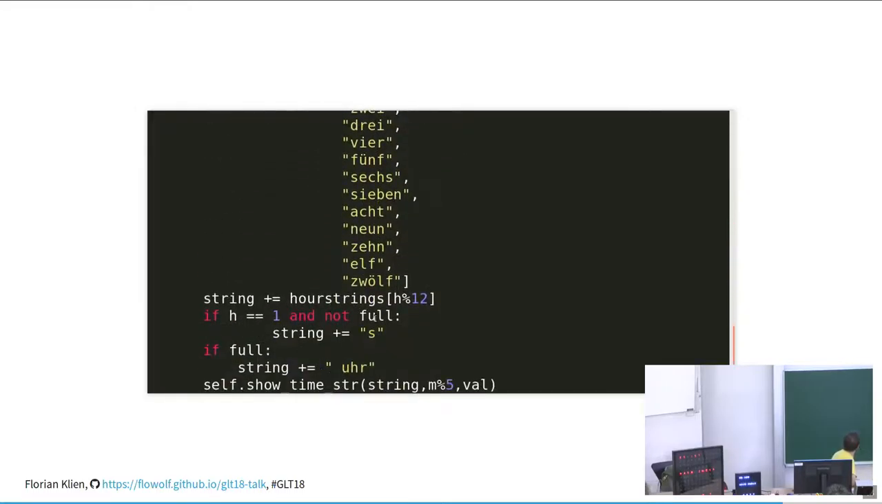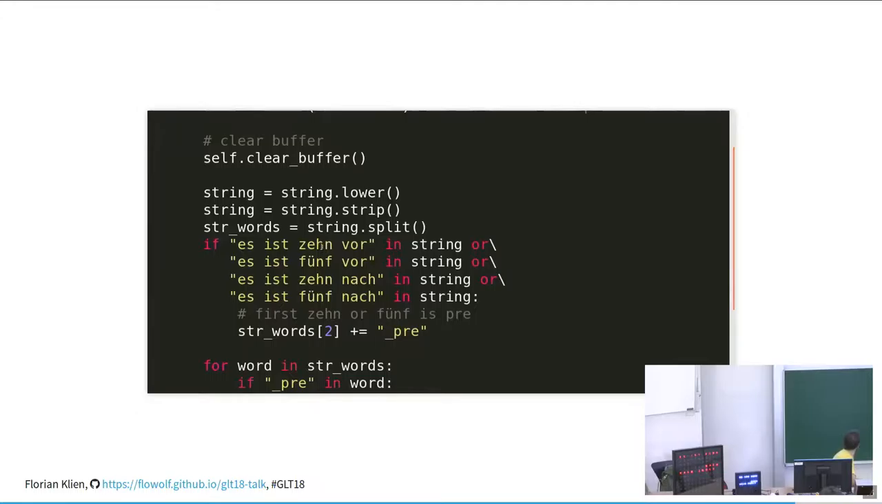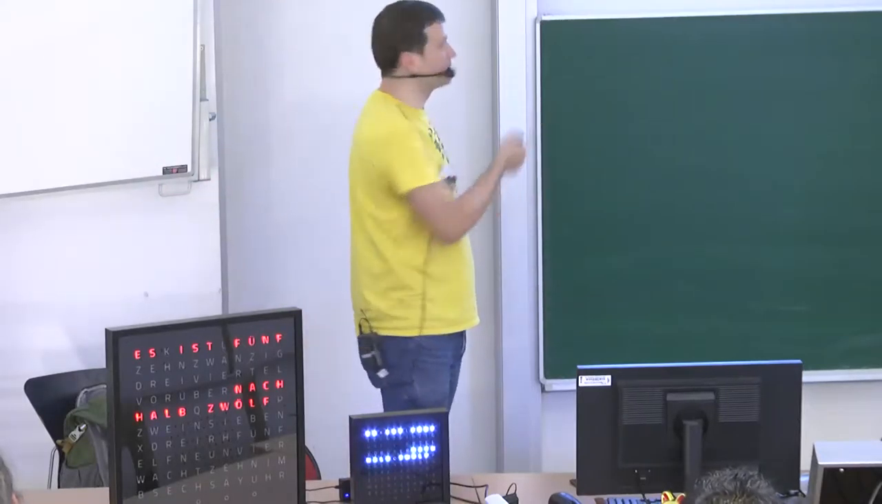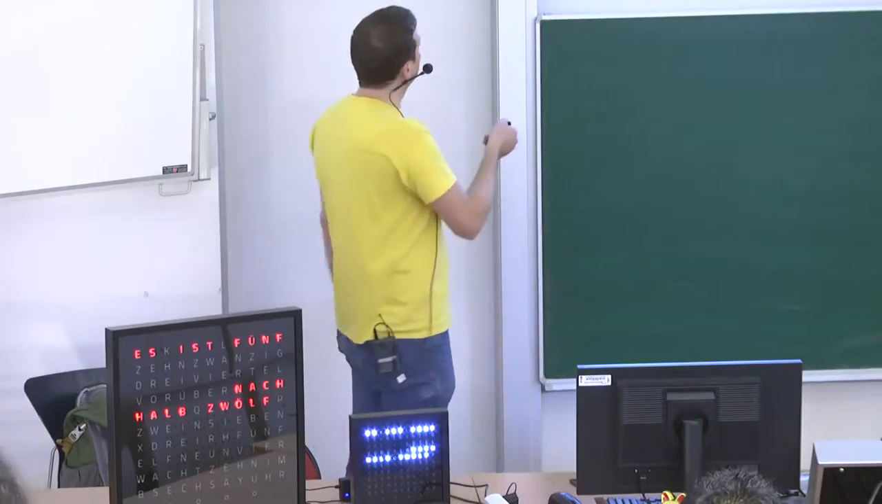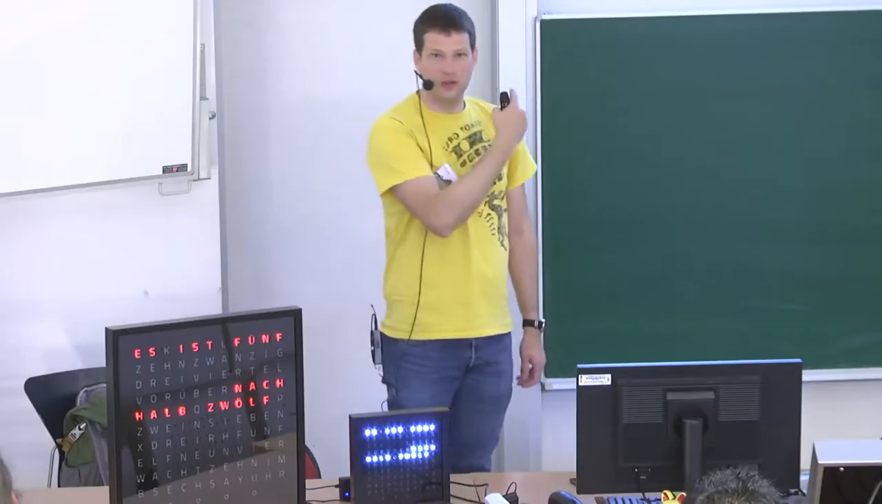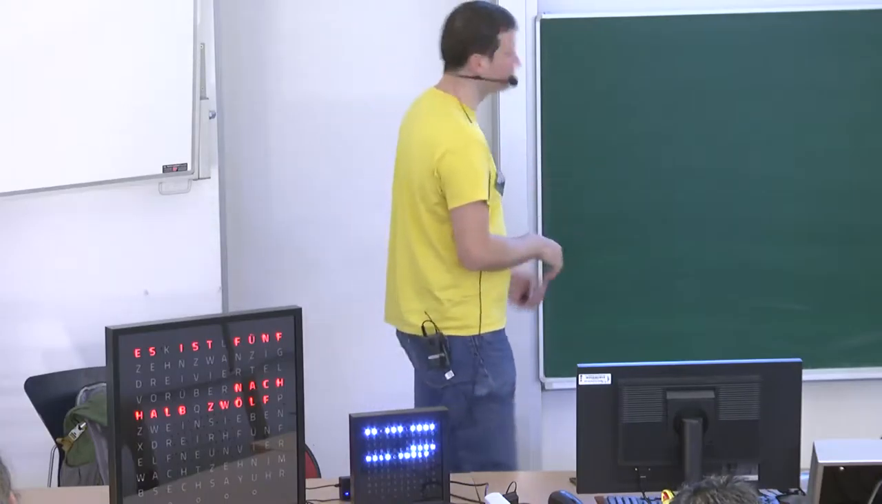And then if it's not a full hour, that's the special case for "ein Uhr" or "es ist eins". And then we append Uhr. And with this string, we go further and say, okay, we get the string and we split it. Here we have this separation between 10 before or 10 Uhr. Which 10 do we need? The differentiation I do is a string compare, which you can do with Python and MicroPython, it's great. And I append to the 10 in front, "pre". And as you saw earlier, the pre has a different index than the 10 for the hour part of the string.